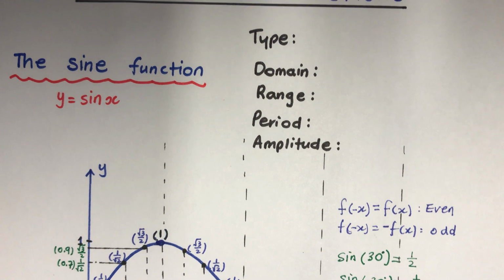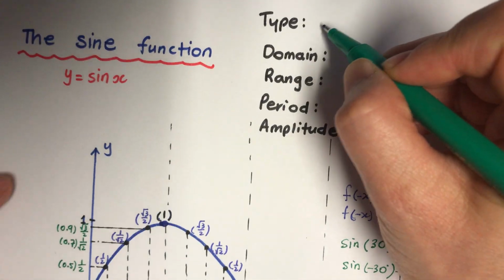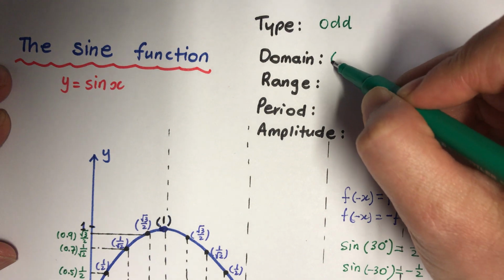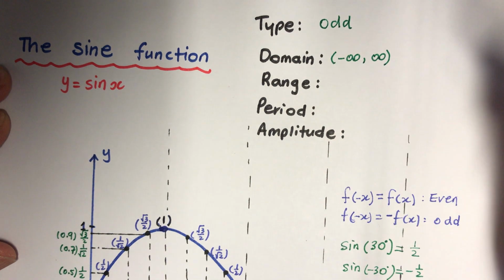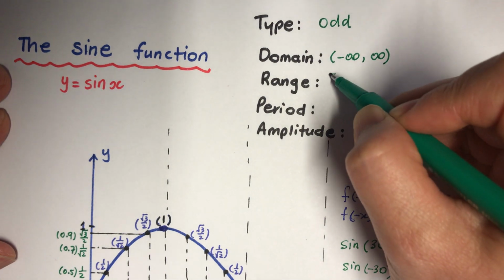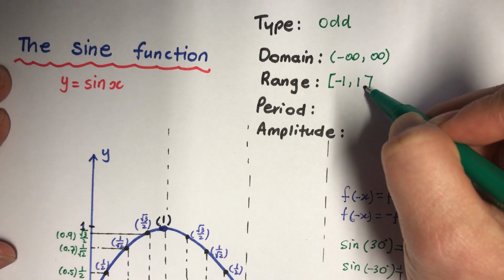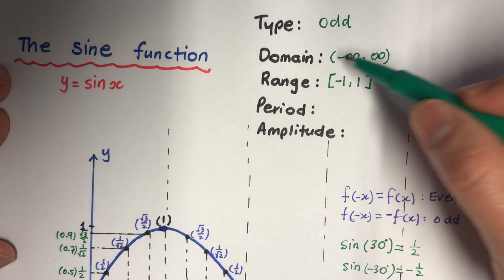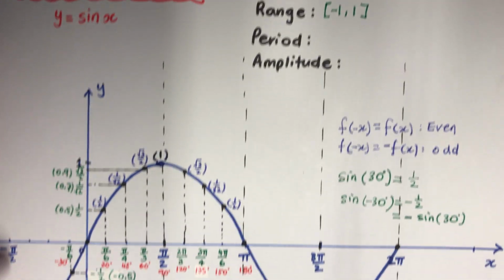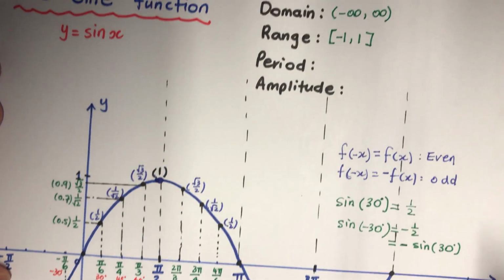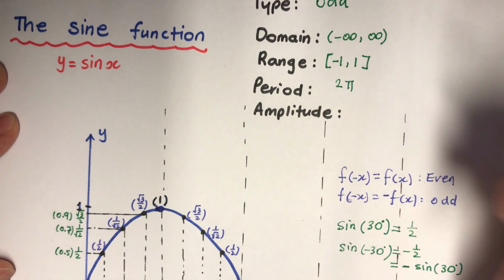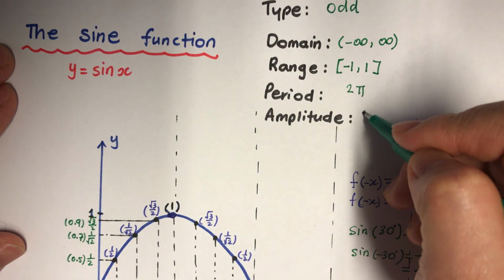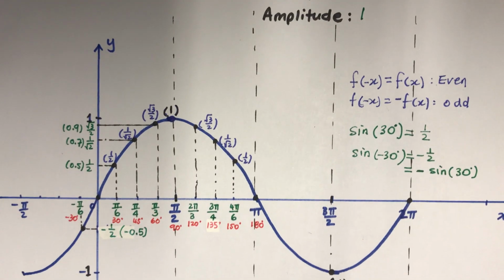Let's complete this questionnaire. The type of the sine function is odd, because we just proved that. The domain will go from negative infinity to infinity, because I can use any x values. Range will go from -1 to 1. They're all inclusive. Remember, if it's included, it's square brackets; if it's not included, it's round. Period is one complete pattern, which is 2 pi. Amplitude is from the center to the maximum value, which is 1. So this is what we got for the sine function.